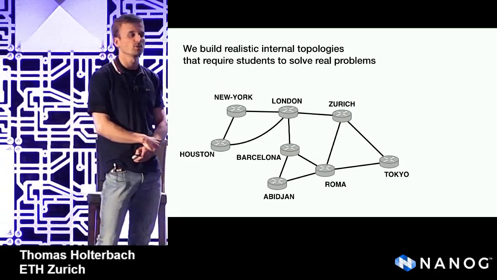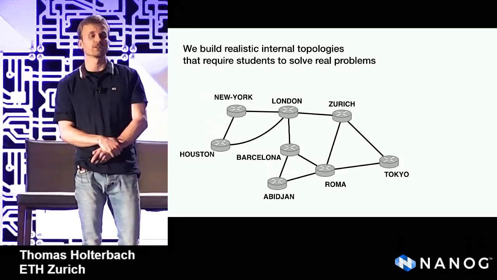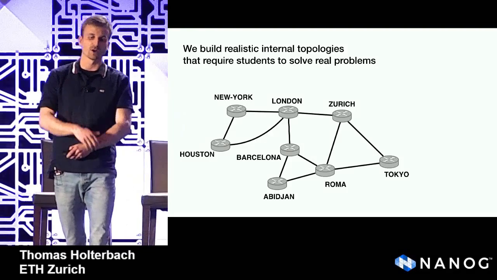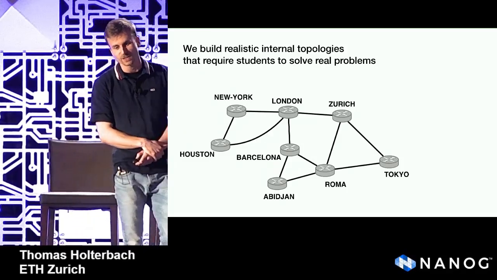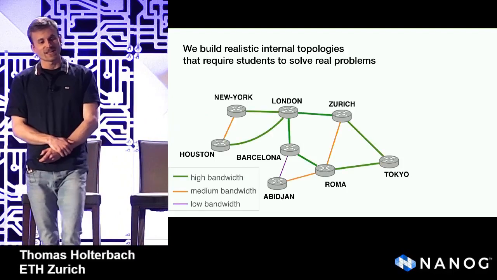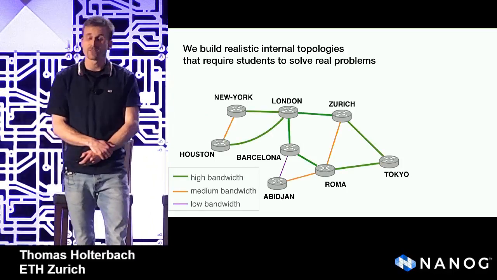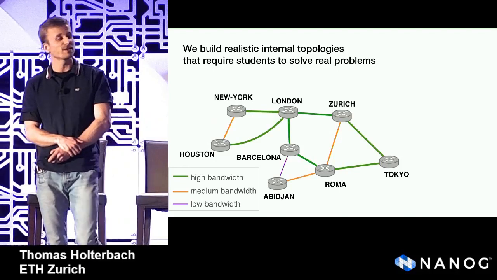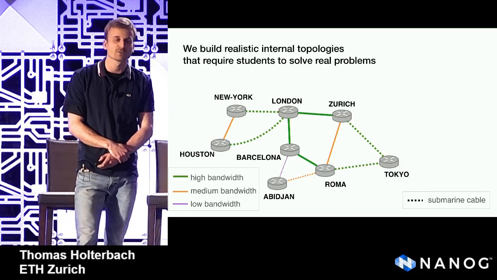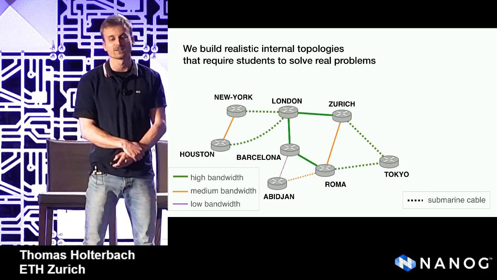Now we always try to make some realistic stories around this topology, so that the students have to solve real problems. For instance, the first thing that we do is give names to our routers. So there is one router in London, another one in Zurich, Roma, Barcelona, and so on. Then we assign some bandwidth to each link. A link can have a high, medium, or low bandwidth. Then we say that the links that interconnect 2 routers in 2 different continents are submarine cables.